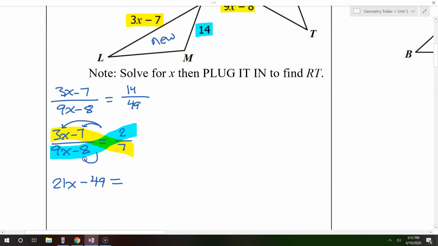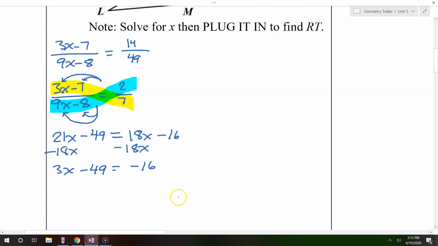Now we're going to do the same thing with the other diagonal. So again, I'm going to take this 2 and multiply by doing the distributive property. And because I reduced it, I can do this in my head. So 2 times 9 is 18, and 2 times 8 is 16. I think it's worth reducing because it keeps the numbers smaller and you can do more of it in your head. So now I'm going to subtract 18x from both sides. That's going to give me 3x minus 49 is equal to negative 16.